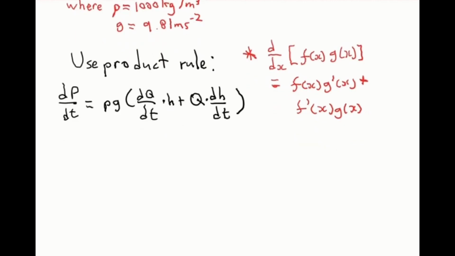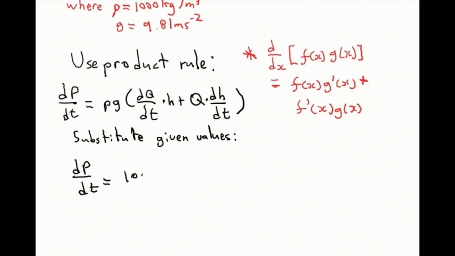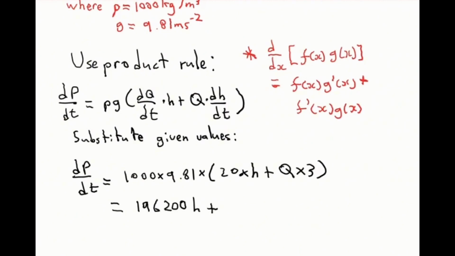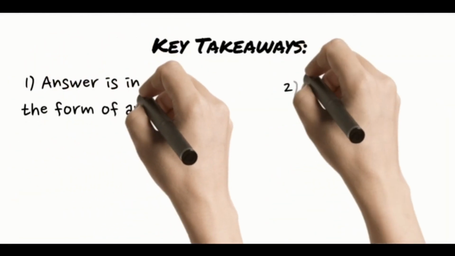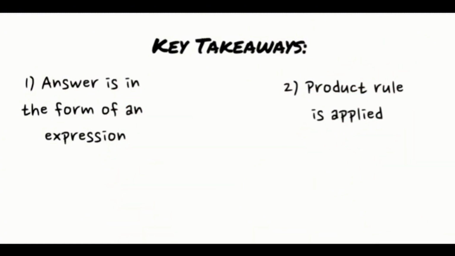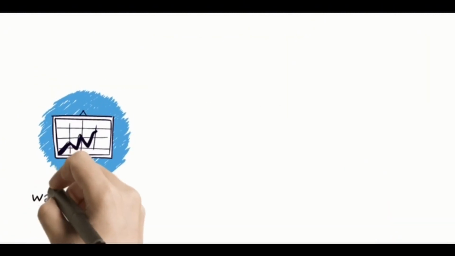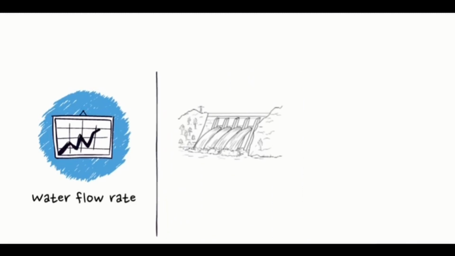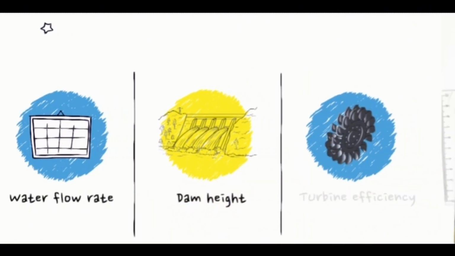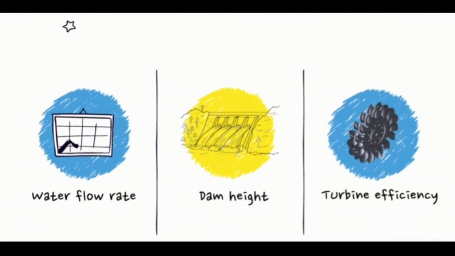We should then substitute the values provided by the question. Therefore, we get dP over dt to be equivalent to 196,200 h plus 29,430 q. Here are the key takeaways: this problem demonstrates how differentiation is able to determine changes in the rate of power output when variables such as the ones stated are changed, aiding in understanding system dynamics and optimizing performance.